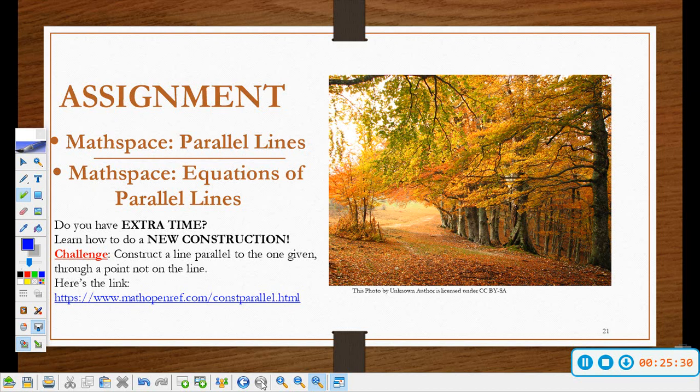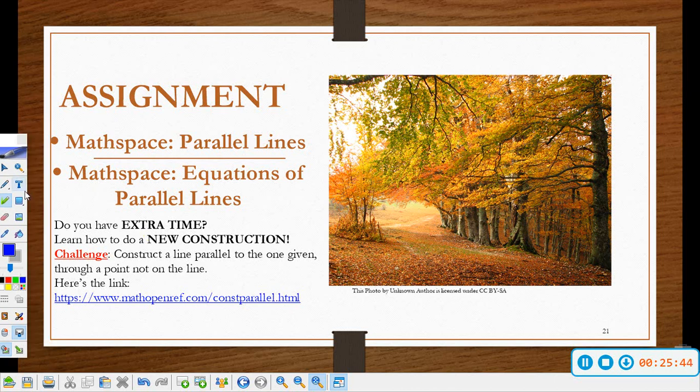Okay, so here's your assignments. I want you to go to MathSpace, go to the two assignments that you have. One is on parallel lines and the other one is on equations of parallel lines. If you have extra time, which I think you should, you need to learn some new constructions. There's a link that you can type in, or you can go to it through Blackboard, to construct a line parallel to the one given through a point not on the line. And there's the link. Now this is a construction that you're required to know. It will be on a quiz or test coming up, so you're going to have to practice it. It is a complicated construction.